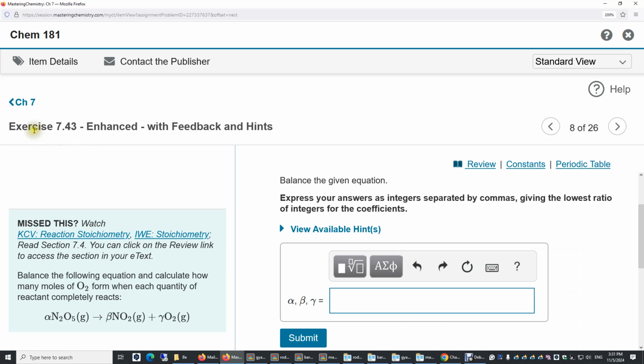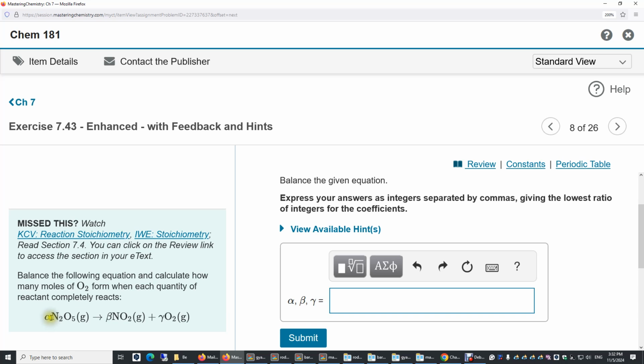Chapter 7, Exercise 7.43. Balance this reaction. This is dinitrogen pentaoxide. How do we balance this equation? Usually I balance one element at a time, and I always start with the most complex formula. In this reaction, N2O5 is the most complex formula.